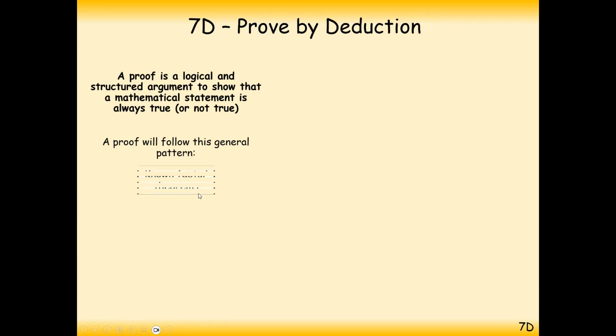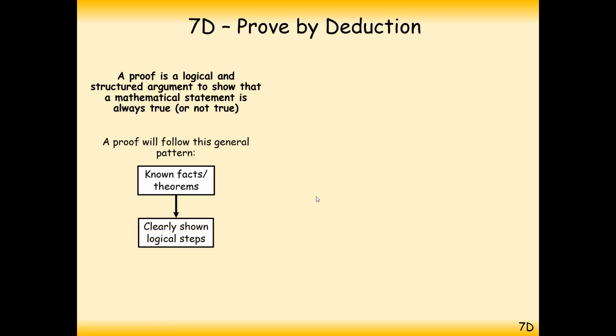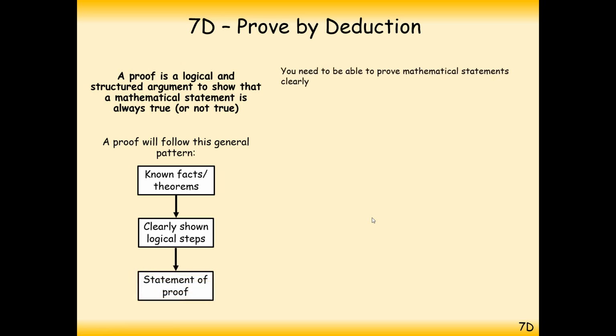Now, in general, the pattern is that in some cases you've been given some geometry, then you have to prove things, and you start with some known facts and theorems, such as Pythagoras. You can always use that, and then clearly show the logical steps, and your statement of the proof is complete. This is called proof by deduction. So let's look at the very first example.